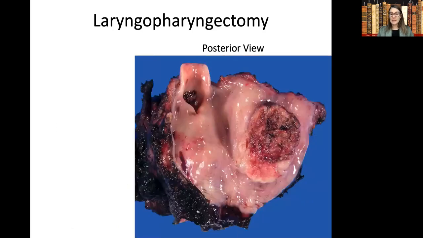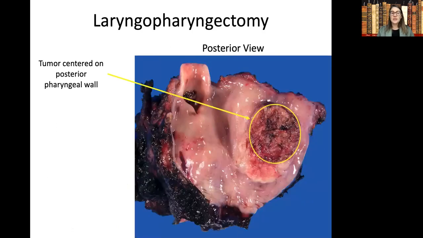So here's what it looks like in a case in which we have a tumor centered essentially quite neatly on the posterior pharyngeal wall, and we've cut along the left lateral pharyngeal wall. When a tumor is this centrally located, you can really choose either side to cut. It doesn't really matter.